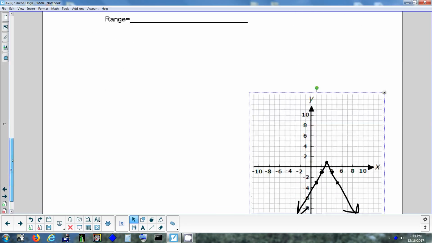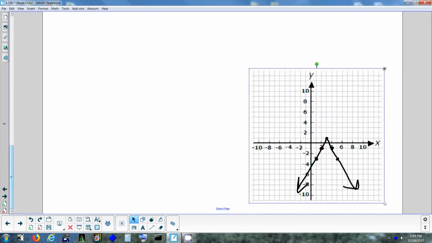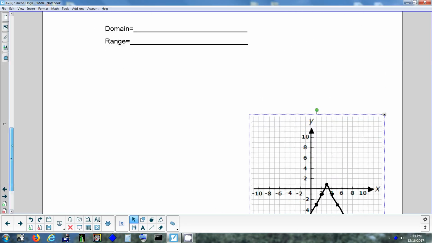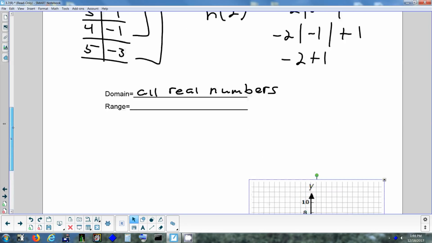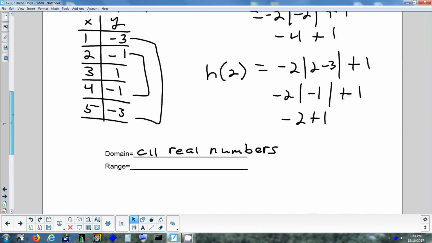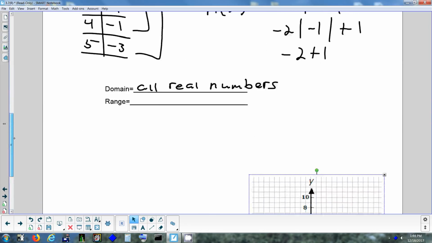All right, so now, domain. All real numbers. This graph goes left and right forever. Why don't you have the question we have above domain? It says how does... Just describe it. We'll describe it after.